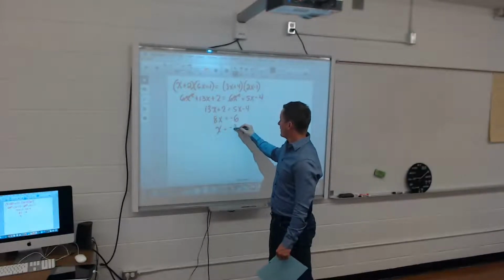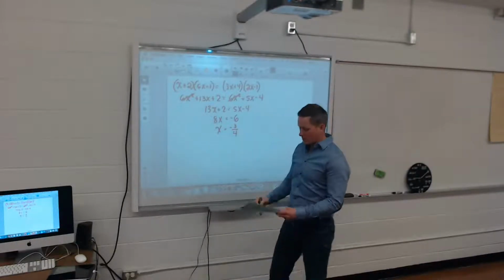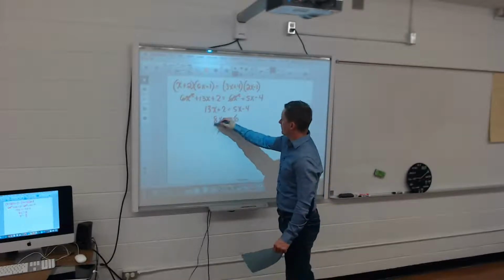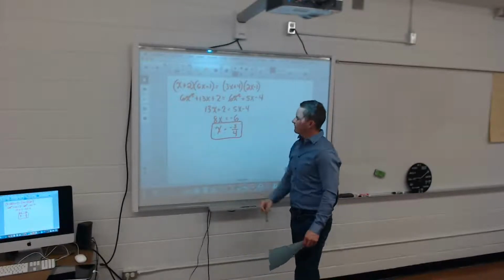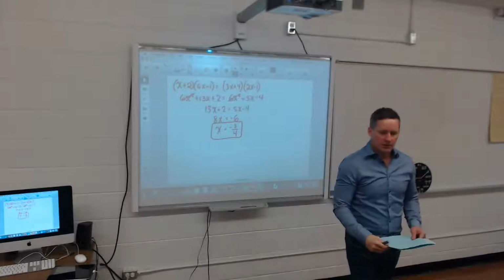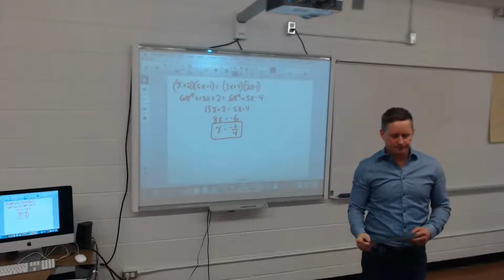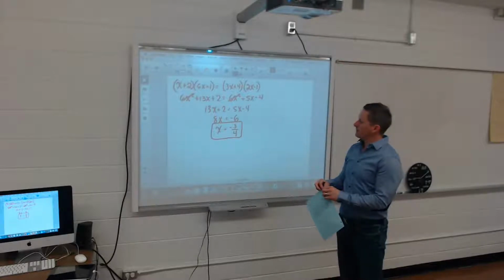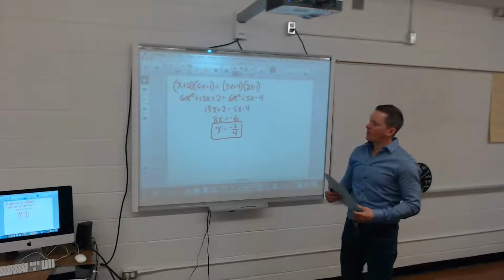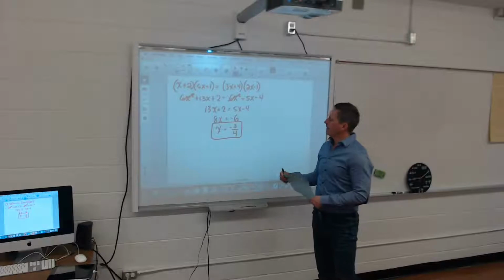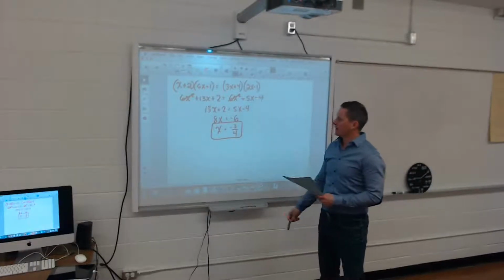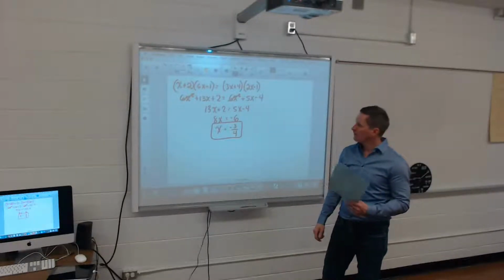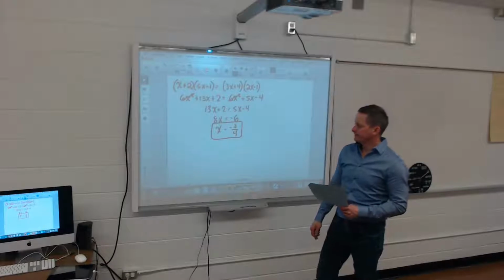X is equal to -3/4. 6 over 8 or 3/4. There's my solution. So again, it comes down to being able to FOIL, okay, and then simplifying at that point there.